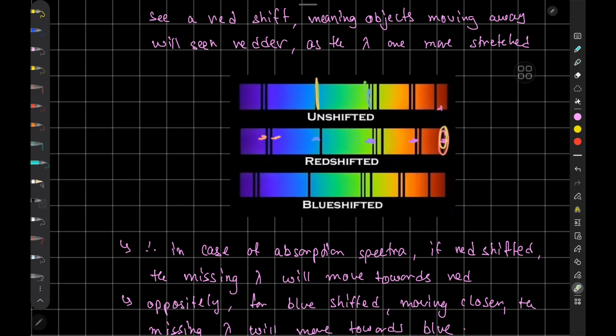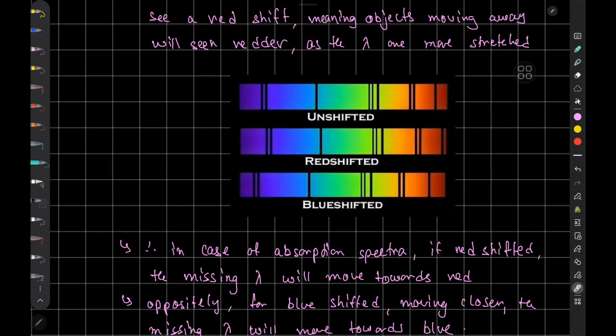So if in this case it has moved by 1 centimeter, even in this case it will have moved by 1 centimeter. So all of them get displaced by the same amount. So the ratio by which they get displaced in redshift or blueshift is the same. So it is still easily identifiable for us as to which element it is. So it is not difficult.